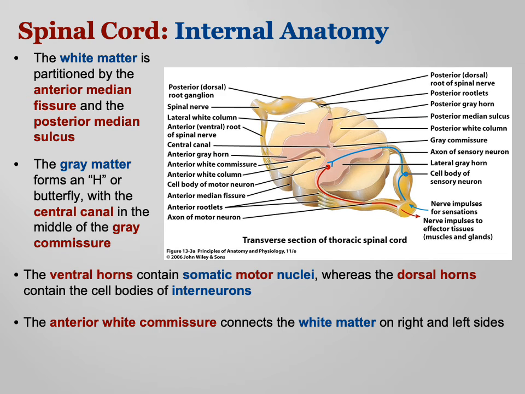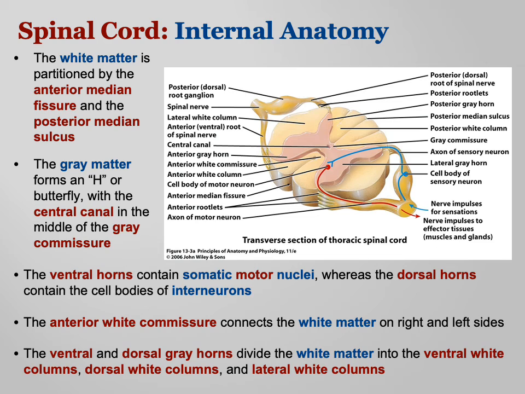Then right in front of the gray commissure is the anterior white commissure. That's the white matter that connects the left and the right sides. The ventral and dorsal gray horns divide the white matter into three main regions, all right? You can see that, right? We have the ventral white column, the dorsal white column, and the lateral white columns.